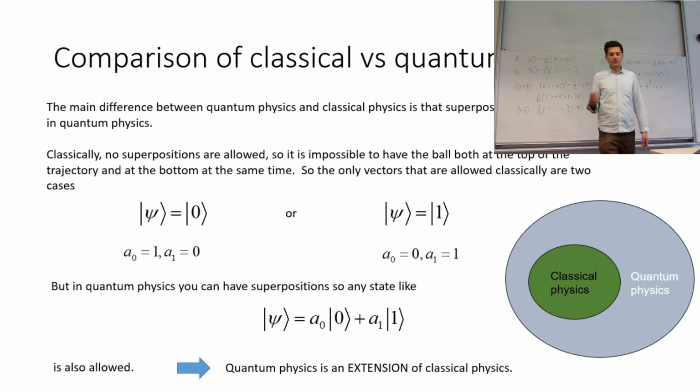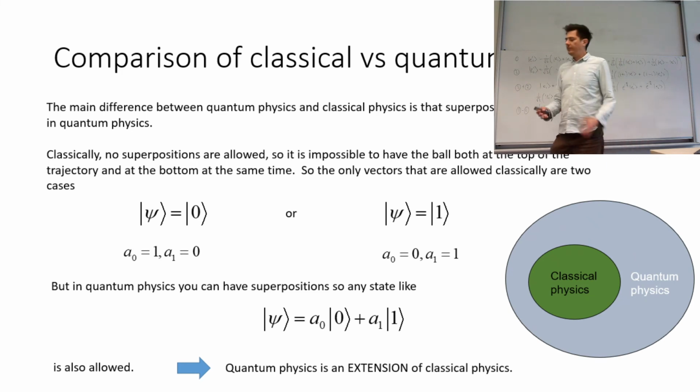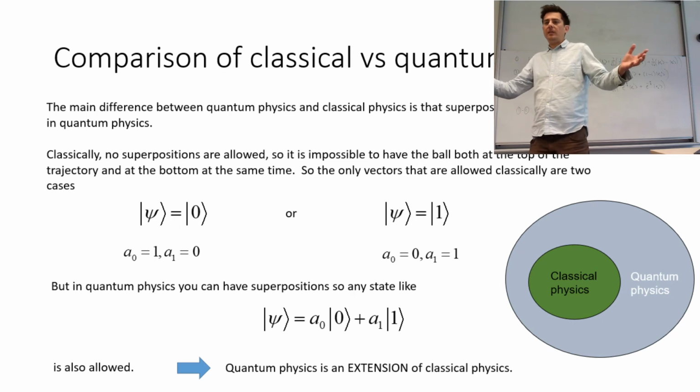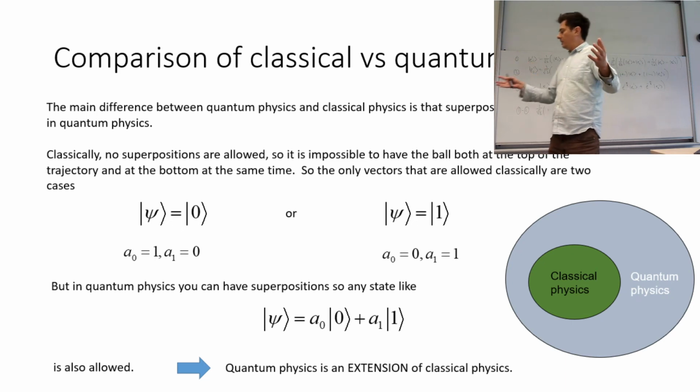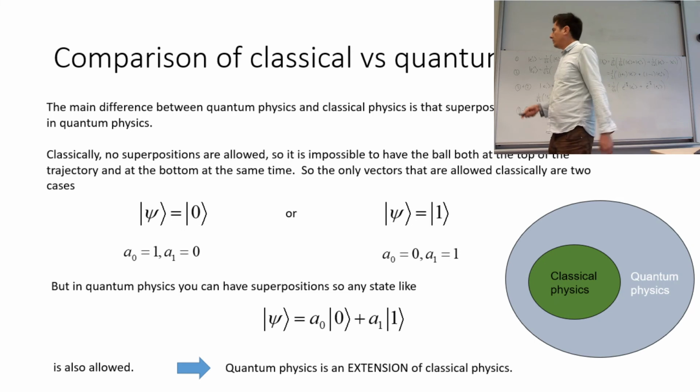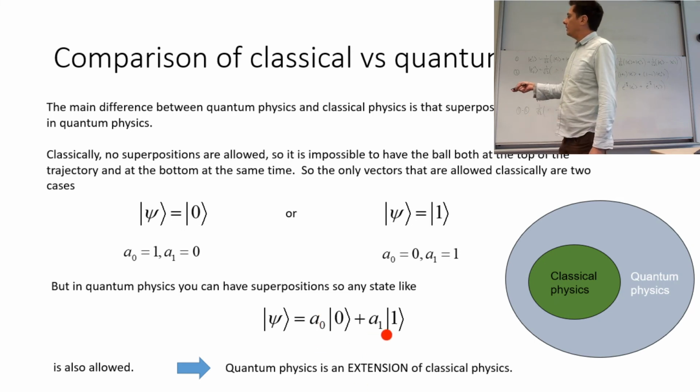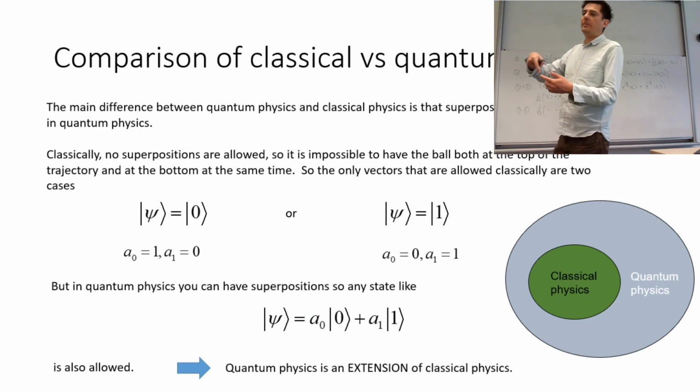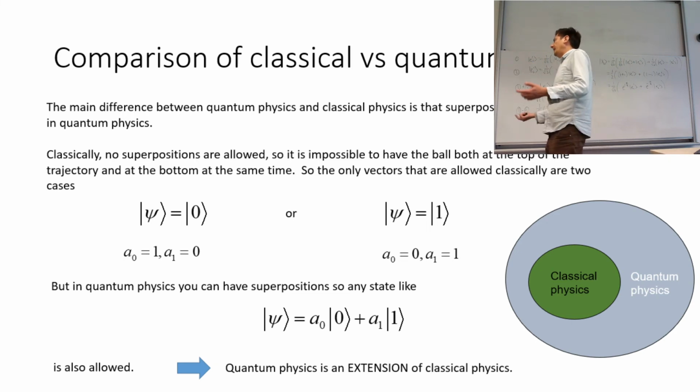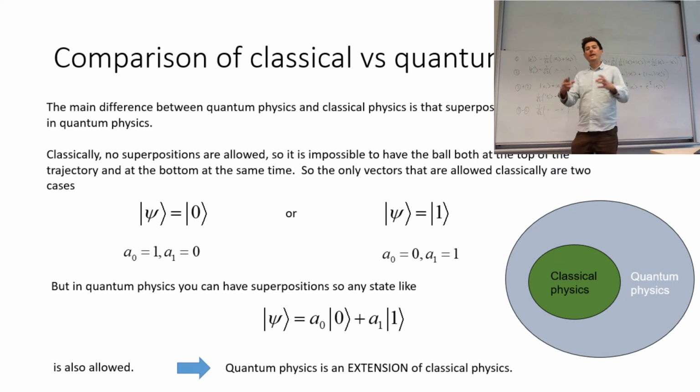So in this sense, you can see that quantum physics is an extension of classical physics. It includes classical physics because by choosing some parameters, you can return back to classical physics. But clearly classical physics doesn't contain quantum physics because this is impossible in classical physics. So, Venn diagram wise, classical physics is a limiting case of quantum physics.